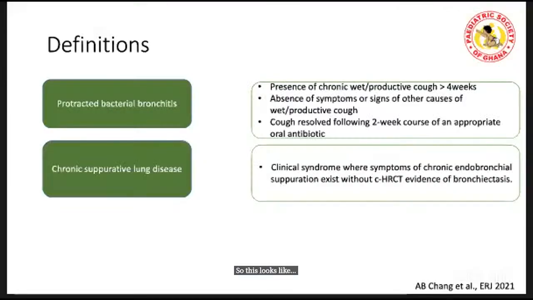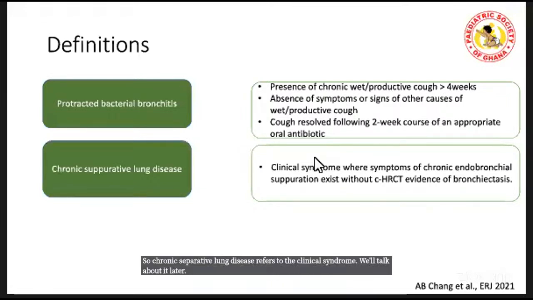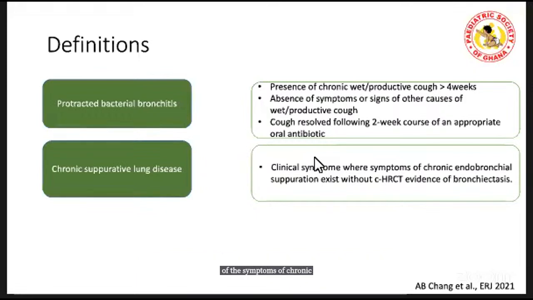like this tends to be somewhere midway between the two, the milder form and then the more severe form. So chronic suppurative lung disease refers to the clinical syndrome, we'll talk about it later, of the symptoms of chronic endobronchial suppuration. And in this case, you don't have any radiological evidence to show dilatation of the airways, that is bronchiectasis. So the patient has chronic cough and all the other symptoms, but you haven't done a CT scan yet to prove that there's bronchiectasis. So in that case, they are usually termed having a chronic suppurative lung disease.